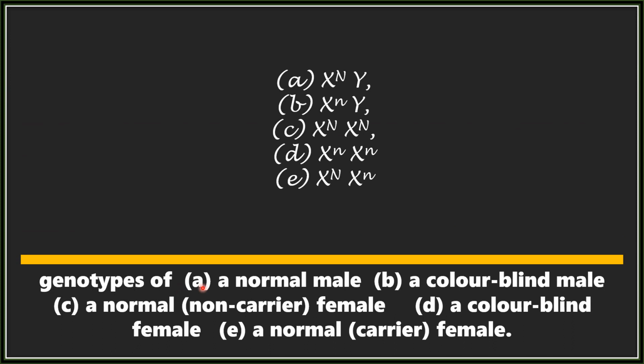Genotype of A, normal male, X^N Y. B, colorblind male, X^n Y. C, a normal non-carrier female, X^N X^N. D, a colorblind female, X^n X^n. E, a normal carrier female, X^N X^n.